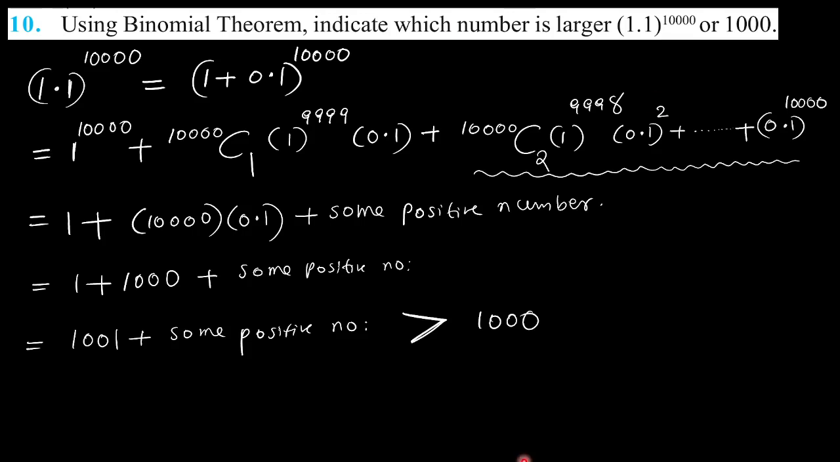What is our question? Which is larger, 1.1 raised to 10,000 or 1,000? I got 1.1 raised to 10,000 as 1,001 plus some positive number, which I don't know. Whatever this positive number may be, 1,001 plus some positive number will be clearly greater than 1,000. There is no doubt. So the larger number is 1.1 raised to 10,000.